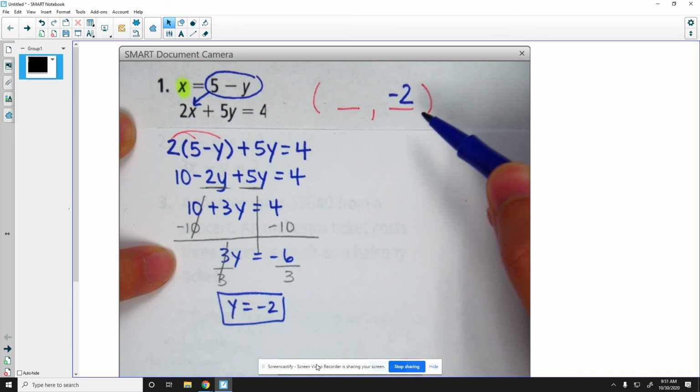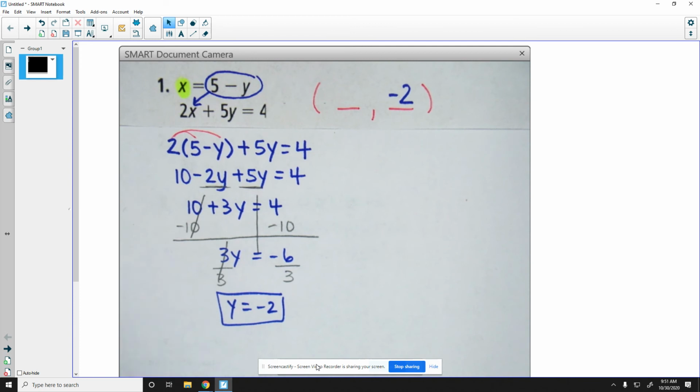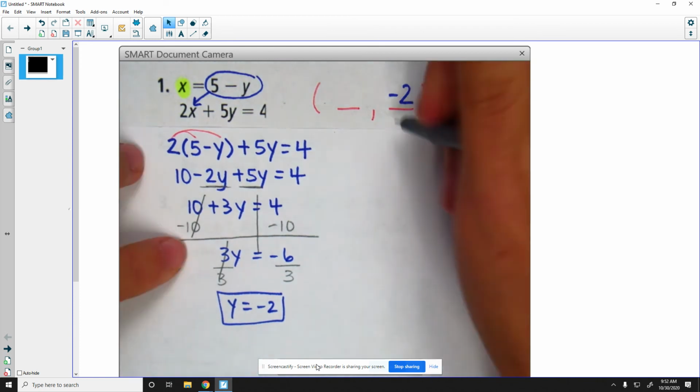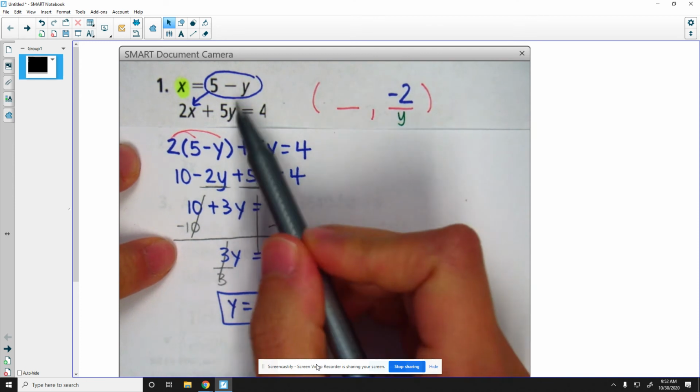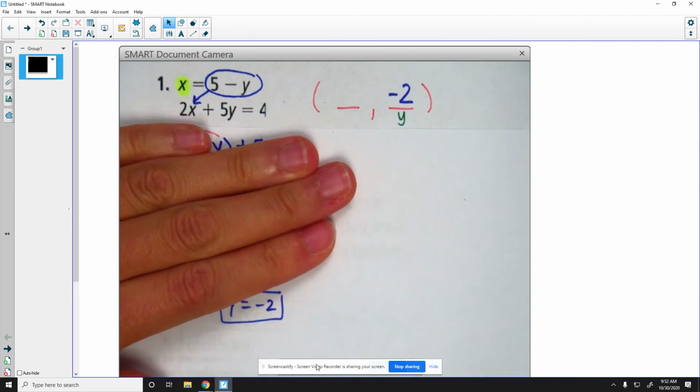So now we have to solve for X, because I don't know what that is. But that's actually easier. When I solve for X, all I have to do is take my Y and just plug it in one of these. Plug it in any one. You can plug it in the top one or the bottom one. Honestly, it doesn't matter. Normally what I say is plug it in the one that looks easier, looks shorter, doesn't have as much going on.